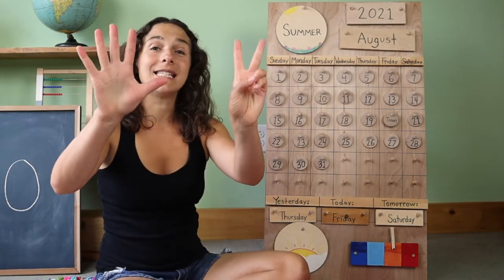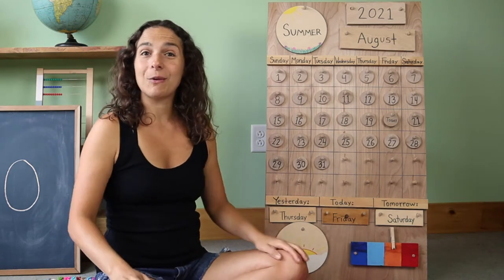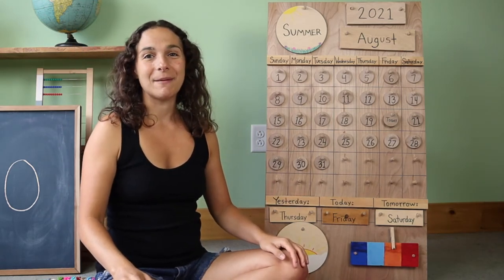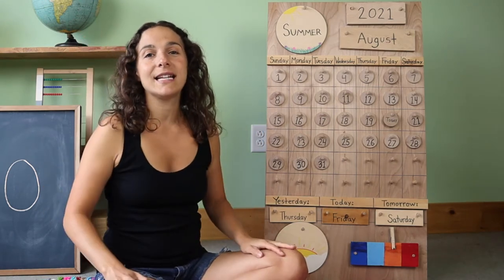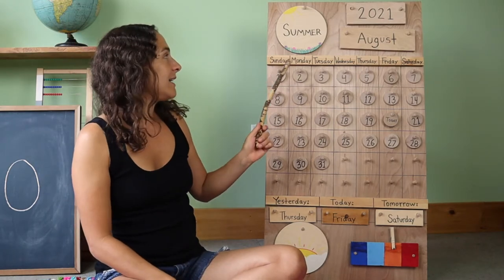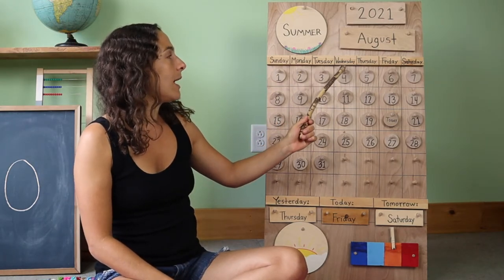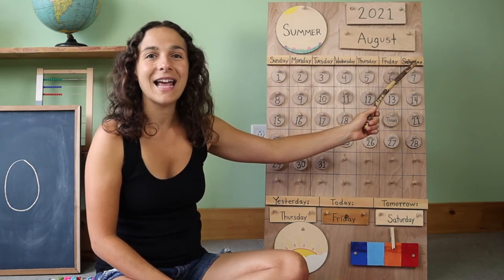Now let's hold up seven fingers for each one of the 7 days in our week. If you know the words to this song, sing along with me. There are 7 days, there are 7 days, there are 7 days in a week. Sunday, Monday, Tuesday, Wednesday, Thursday, Friday, Saturday.